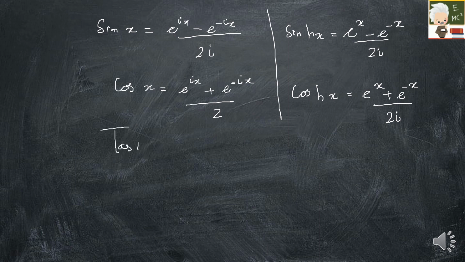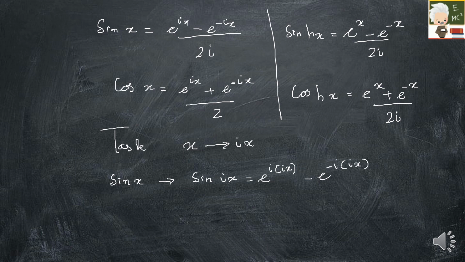A small task here, just try it. Instead of x, substitute ix. Let me do one thing, just try for the others. First I will do it for sine. So sine x, instead of x I have to put ix, so sine ix is equal to e raised to i into, for x I have to substitute ix, into ix minus e raised to minus i into ix, divided by 2i. So this will be e raised to i into i minus 1, so e raised to minus x minus e raised to plus x divided by 2i.